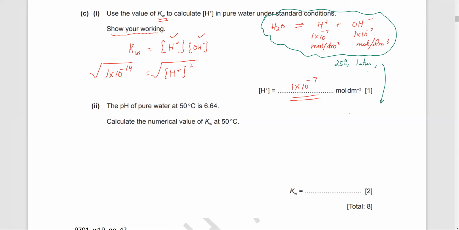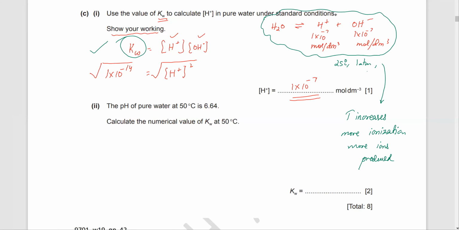Remember this: if the temperature of water increases, there's more ionization. Molecules bump into each other more, and there are going to be more ions produced. So the value of Kw is going to be slightly higher, because more water molecules are going to ionize, and the concentrations of H plus and OH ions are going to be greater.